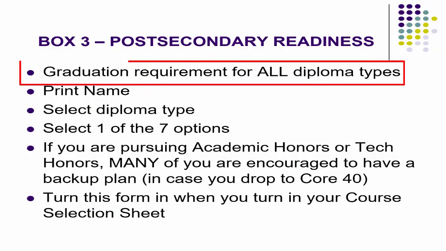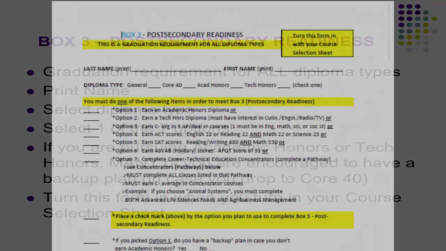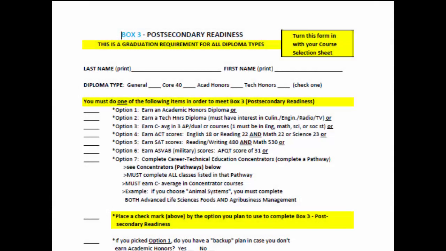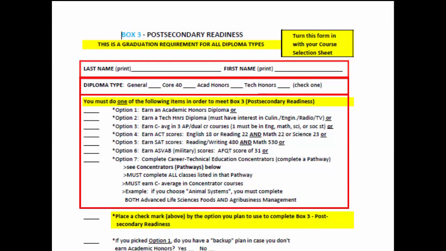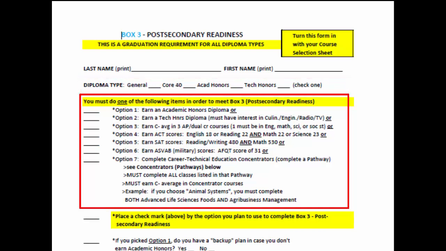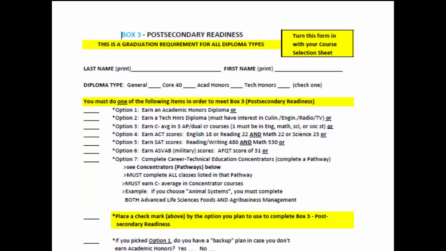It is a state graduation requirement that you complete Box 3 post-secondary readiness. This is required for all diploma types. On your white Box 3 post-secondary readiness sheet, print last name, first name, check your diploma type. Notice the 7 options you have. You must complete one of the 7 options. If you do not complete one of the options on the sheet, you will not graduate. Please put a lot of thought and effort when completing the sheet.